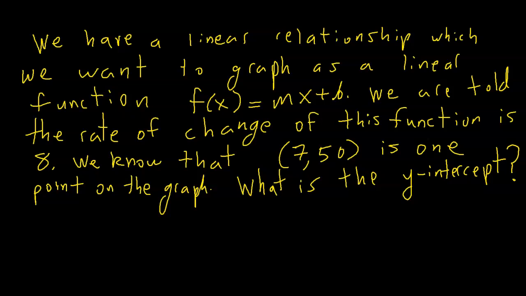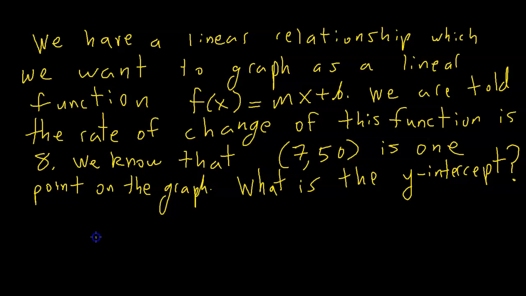Okay, let's practice solving some more problems. Let's look at this. We have a linear relationship which we want to graph as a linear function, f equals mx plus b. We are told that the rate of change of this function is 8, and we know that 7 comma 50 is 1 point on the graph. What is the y-intercept of the line that we will use to graph this function?